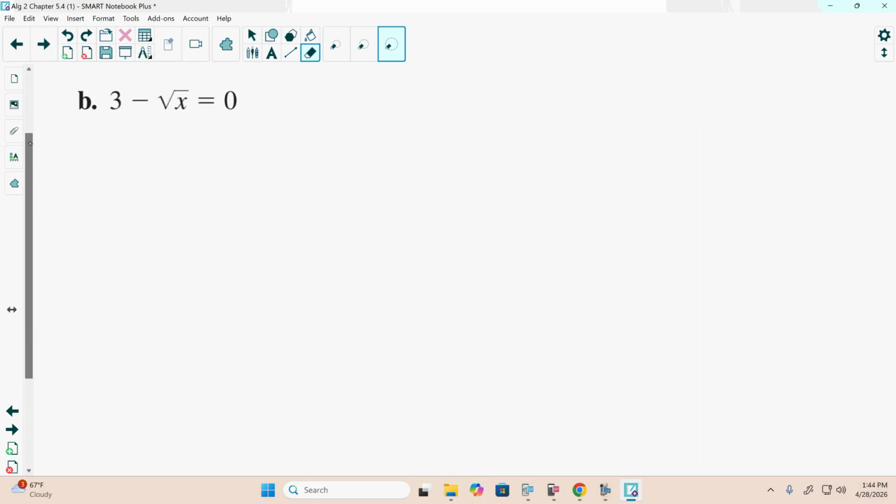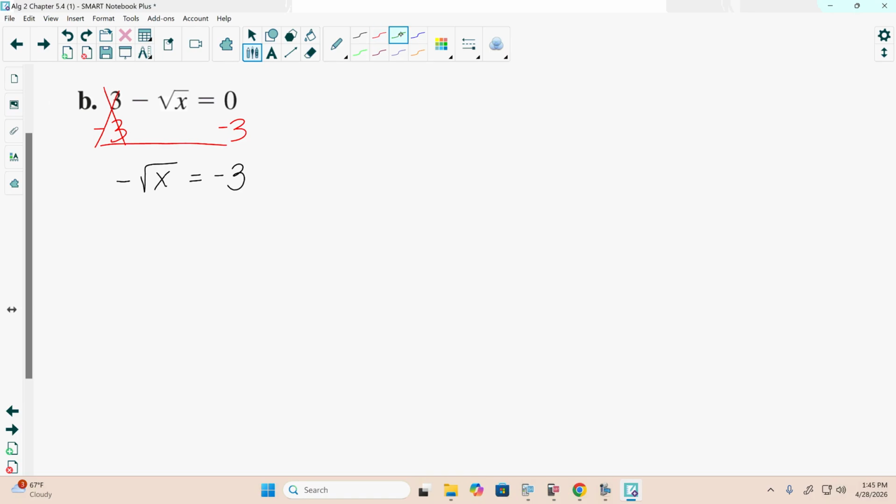3 minus the square root of x is equal to 0. Is there more than one radical? No, so we need to get it by itself. So what can we do first? What do you think? Yeah, we can subtract 3 from both sides. It'll tell us that negative square root of x is equal to negative 3.